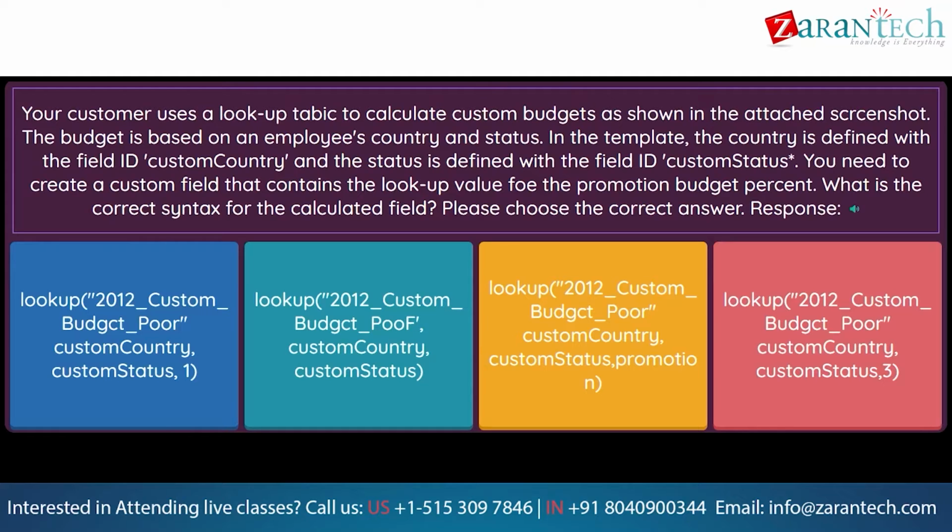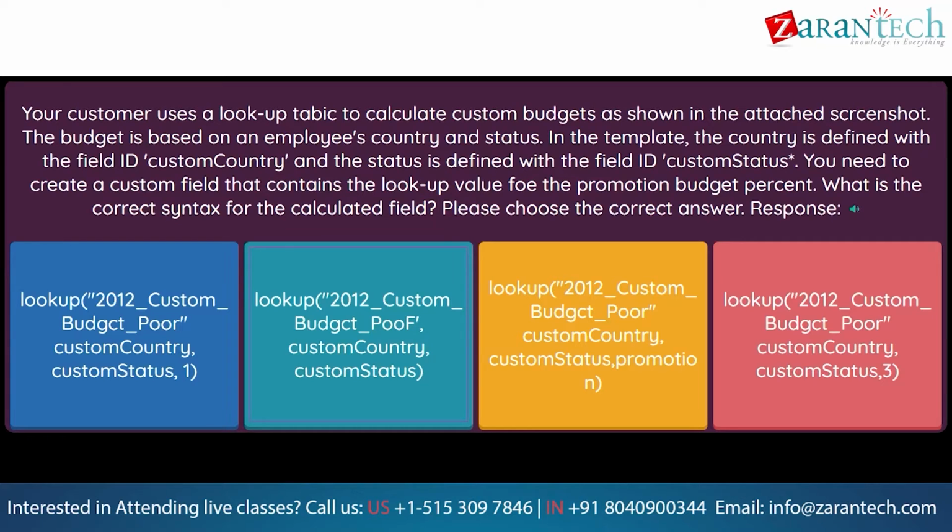You need to create a custom field that contains the lookup value for the promotion budget %. What is the correct syntax for the calculated field? Please choose the correct answer. Response. Option 1 lookup, 2012_custom_budget_poor custom country, custom status, 1.